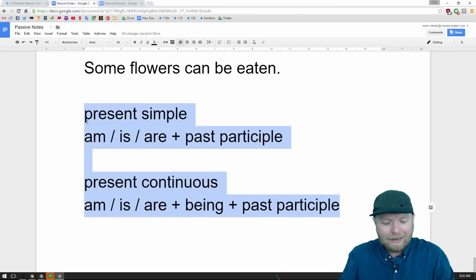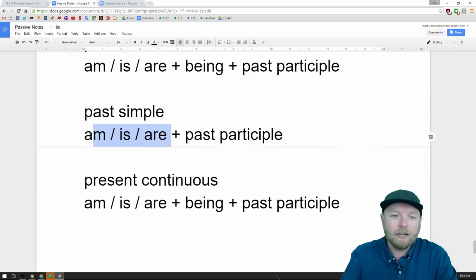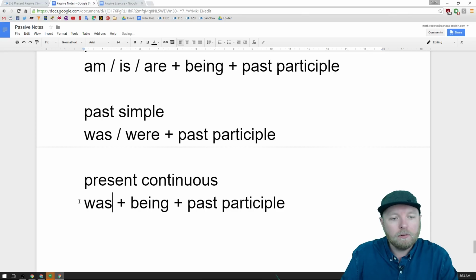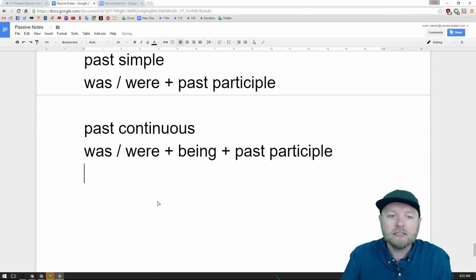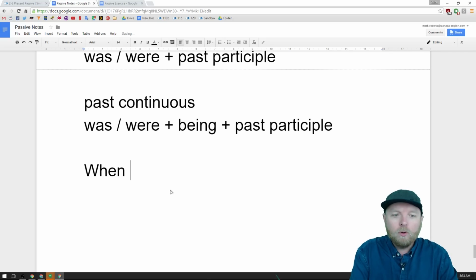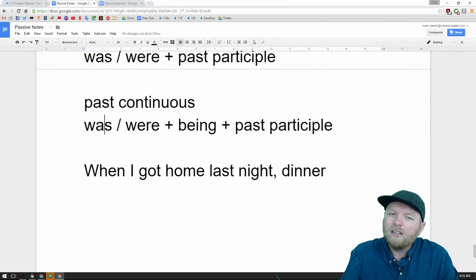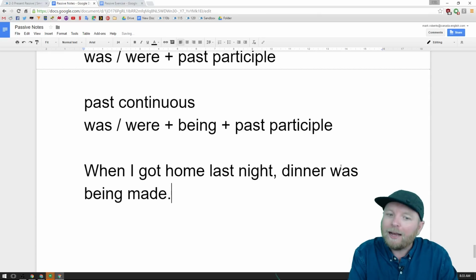What about past? Well, we can just do this. Past simple, what do we say? Well, was or were. What about past continuous? Well, we say was or were plus being plus a past participle. Okay, example, when I got home last night, my wife was making dinner. So dinner, was or were? Well, dinner was being made, past participle.